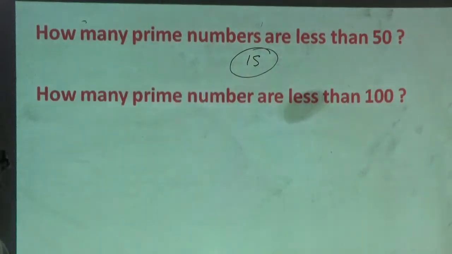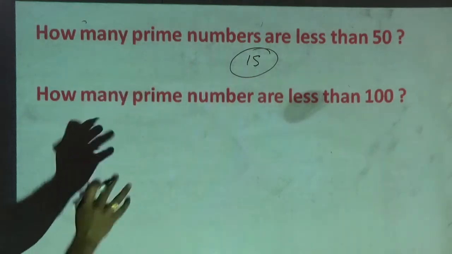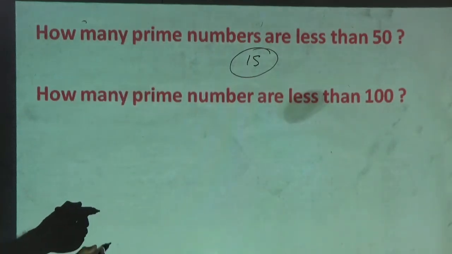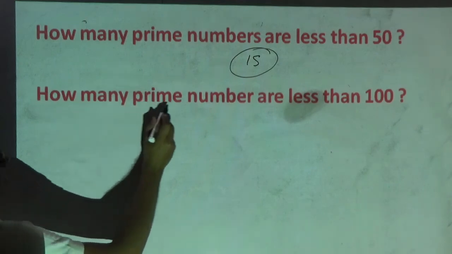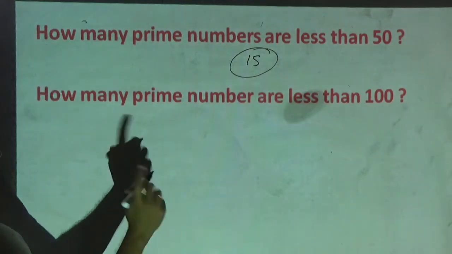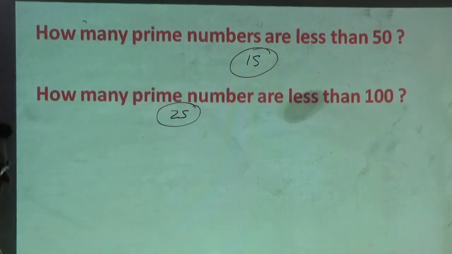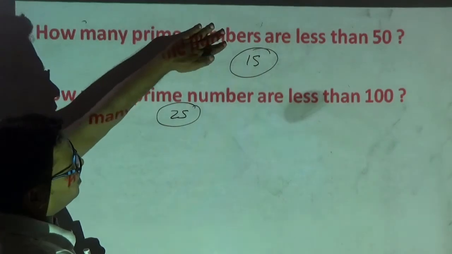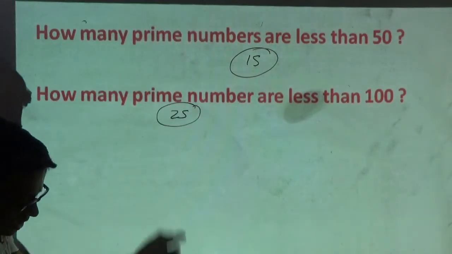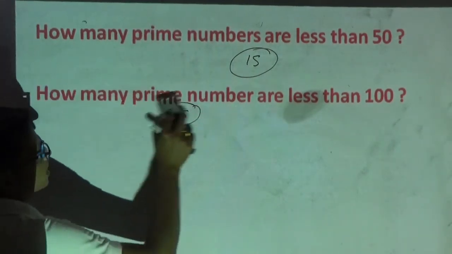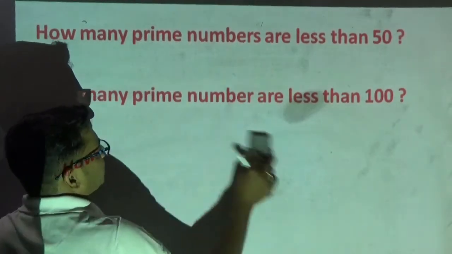So you can remember this value, okay, because these two questions are frequently asked in competitive exams. Now they may ask another question, how many prime numbers are there less than 100? It is up to 100. Answer is 25. You can remember these values. So up to 50 we have 15 prime numbers, up to 100 we have 25 prime numbers. Now I will write the formulas of your AP and GP.